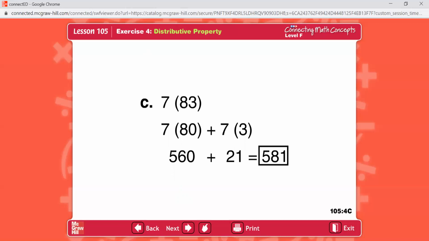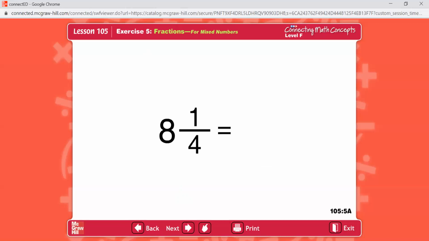Now let's practice mixed number fractions. 8 1/4. We're going to write the fraction for this mixed number. Remember, we multiply, then add. The denominator will stay the same for the new top-heavy fraction. So first the denominator stays the same, then 4 times 8 is 32, plus 1 is 33. 8 1/4 equals 33/4.